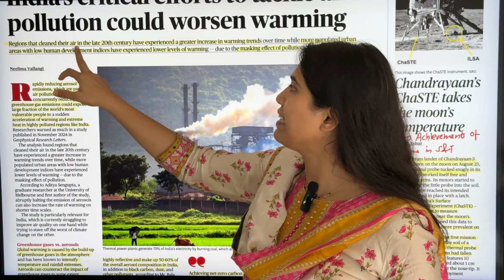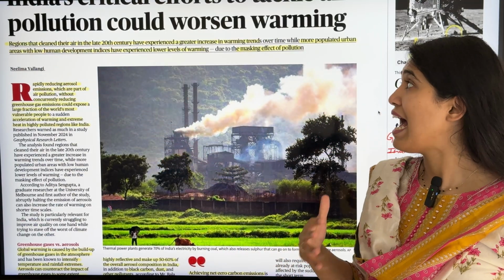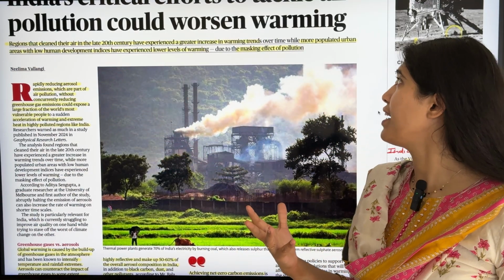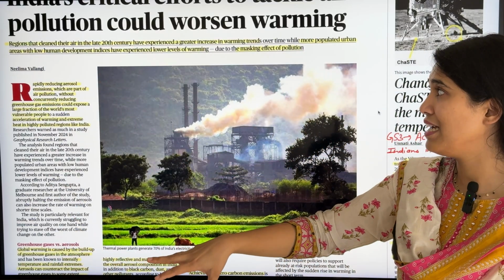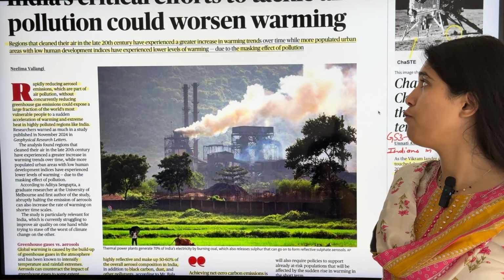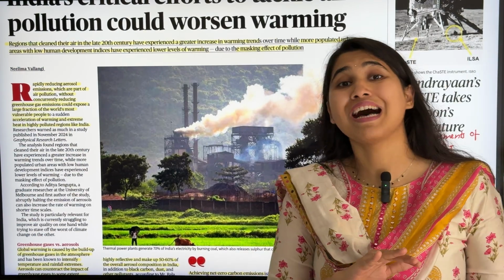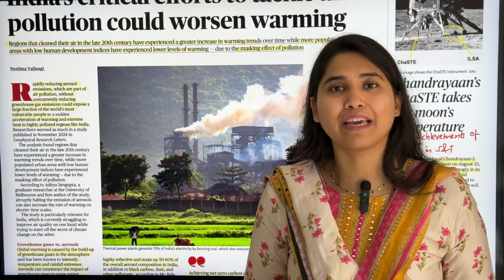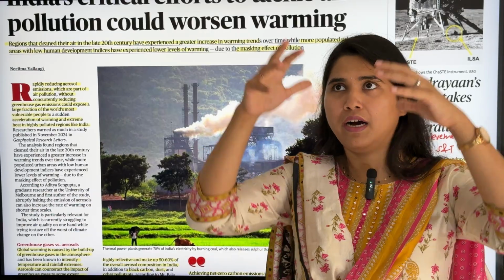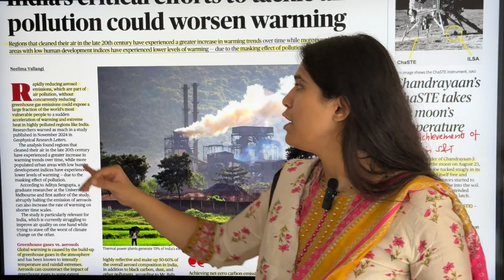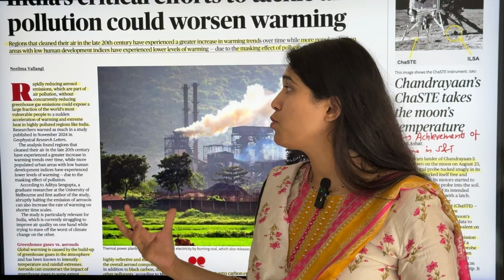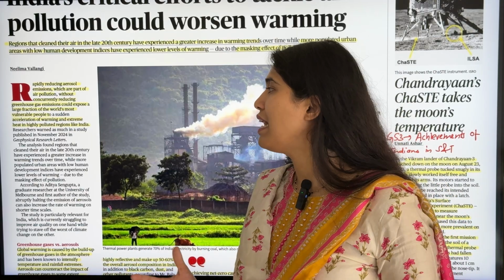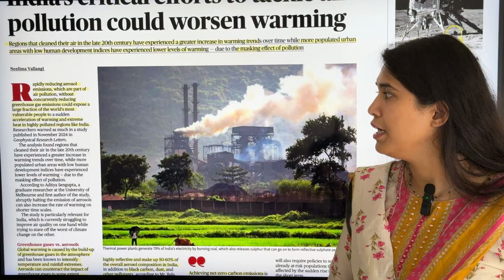So regions that cleaned their air in the late 20th century have experienced a greater increase in warming trends, while more populated urban areas with low human development indices have experienced lower levels of warming due to the masking effect of pollution. So pollution has a masking effect. Okay, it does not let the solar radiation come to the earth properly. Okay, that is what is happening. So rapidly reducing aerosol emissions, which are part of air pollution, without reducing greenhouse gas emissions could expose a large fraction of the world's most vulnerable people to warming.